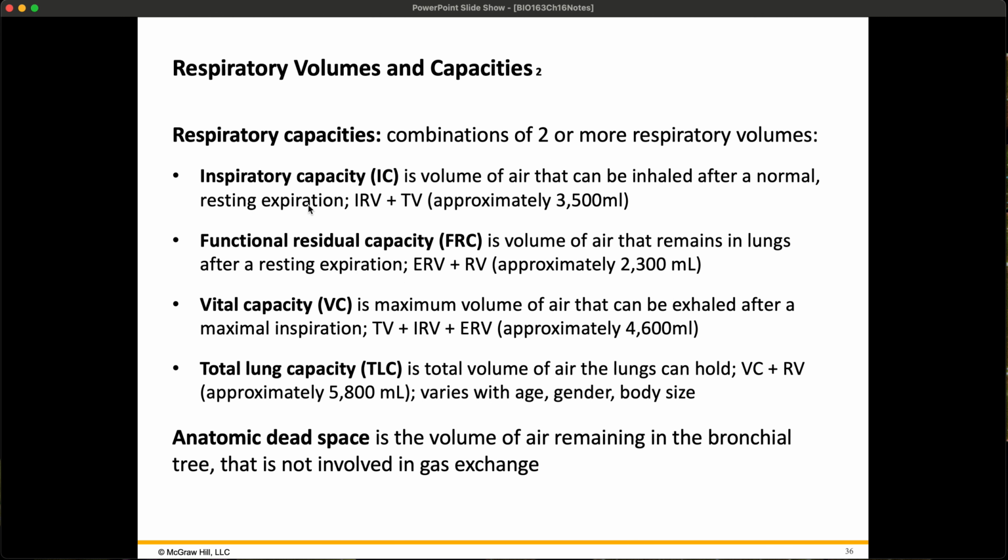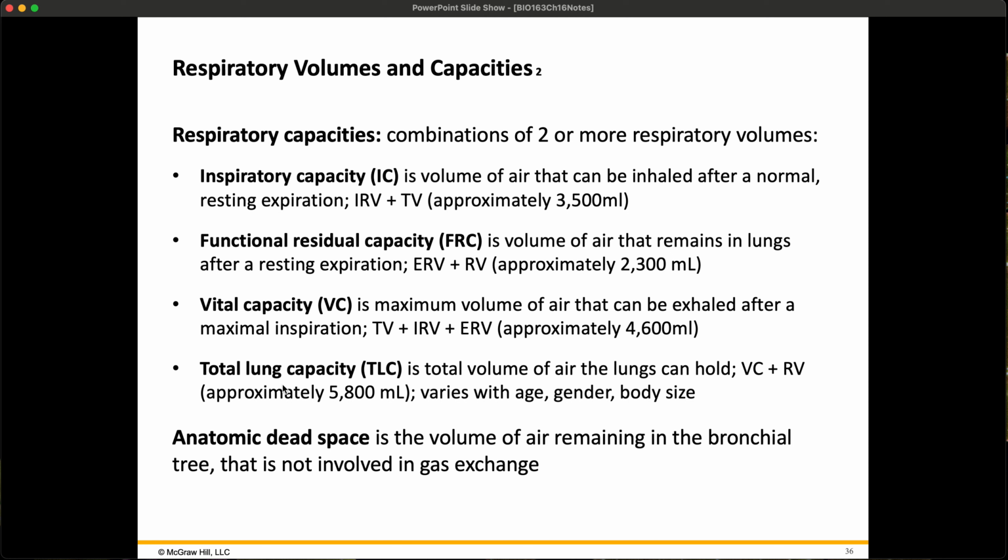If you ever go to a pulmonologist, they would have you do all these different breathing exercises, and they would measure the volume of air that's moving in and out, and they can use that to determine your lung function. Functional residual capacity is the volume of air that remains in the lungs after a resting expiration. A resting expiration means a passive one that you're not forcing, so not the maximal effort. Vital capacity is the maximum volume of air that can be exhaled after a maximal inspiration. So you breathe in as much as you possibly can, and then you breathe out as much as you can.